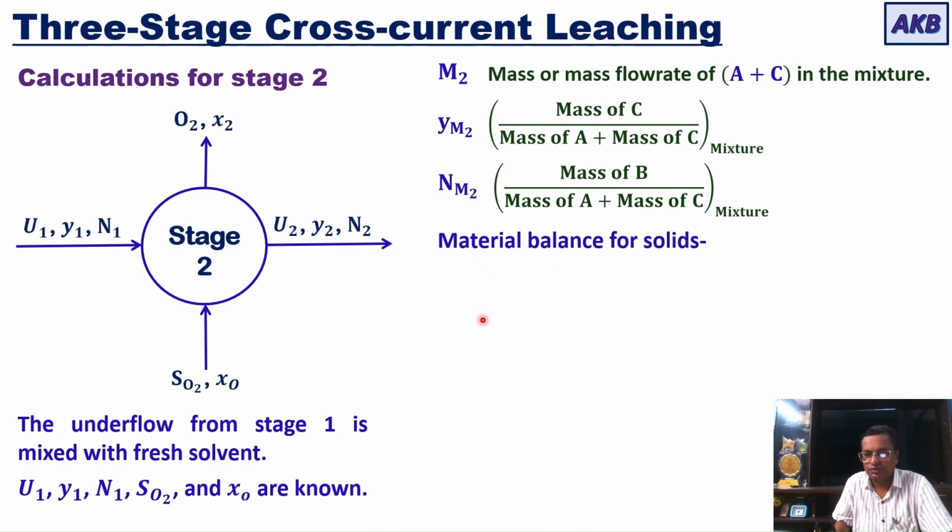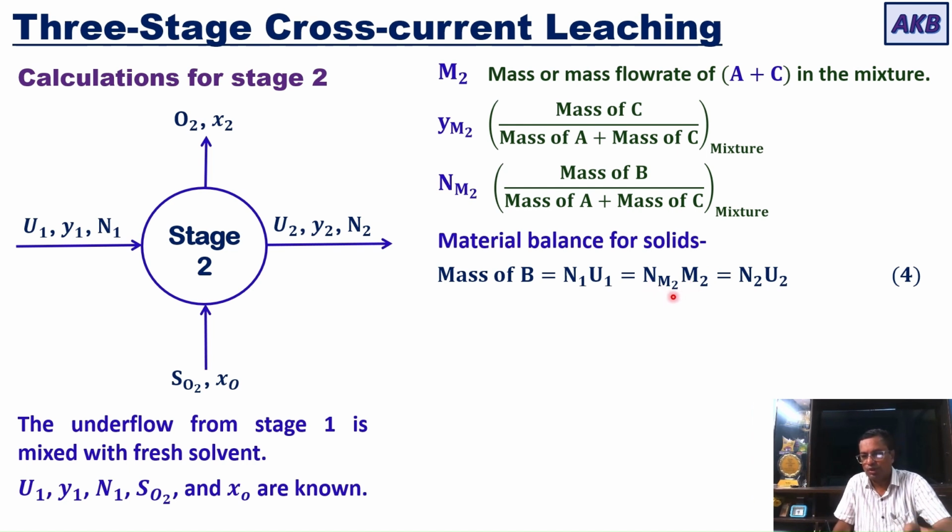Then again, we will have to write material balance for solids. For stage 2, it will be written like this. Mass of B is equal to N1 into U1. That is, solids in this stream will go to the mixture where they will be given by this relation Nm2 into M2. Now, I am sure you will know how you get those terms. And then when the solids come out of the mixture, they will remain in the underflow. So that's why the material balance for solids for stage 2 will be written like this. Mass of B is equal to N1 U1, that is equal to Nm2 into M2, that is equal to N2 into U2, and I am calling this equation number 4.